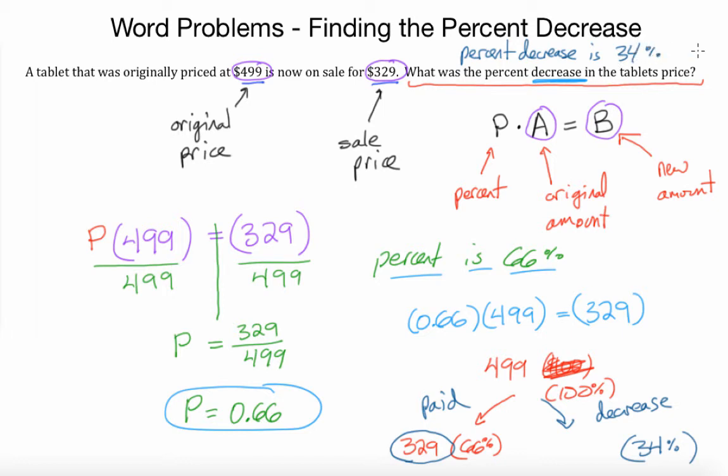So that would be like saying, here's a tablet for $499. What's the price if I take 34% off? Well, that would still give me a sale price of $329 because I took off a certain amount. Hopefully that makes sense for you guys. Again, with word problems, think very carefully about what I'm given, rewrite things out, and label things very nicely. We used a percent equation to help solve for an unknown percent in this case. But then I had to think carefully. 66% was what I paid, but I also had to find out what I decreased by. And that was 34%.